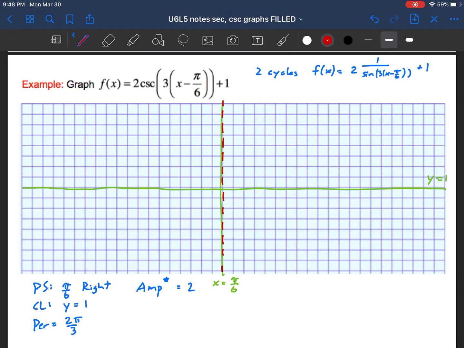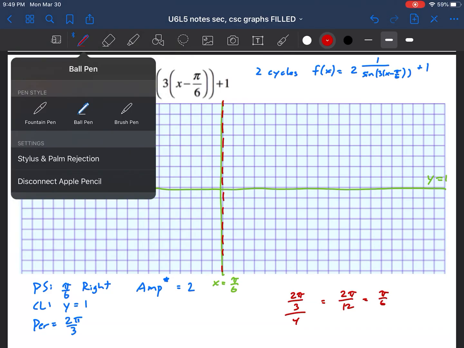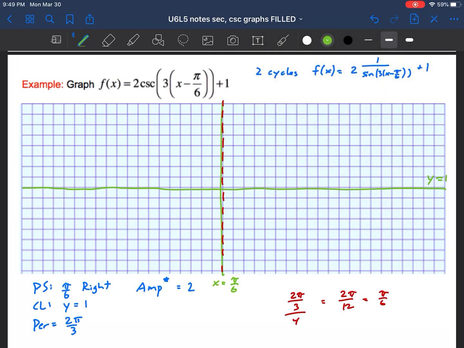I'm just going to arbitrarily do this: 2 pi over 3, divided by 4, is equal to 2 pi over 12, which is pi over 6. So I'm going to make every one of these tick marks here pi over 6. Let's see what I mean in a second. So we'll go pi over 6, pi over 6, pi over 6, pi over 6. That means right here, this is 2 pi over 6, which is pi over 3. This is pi over 2.